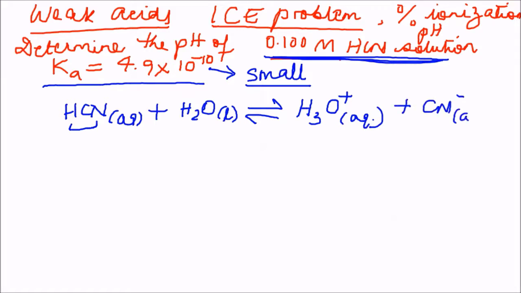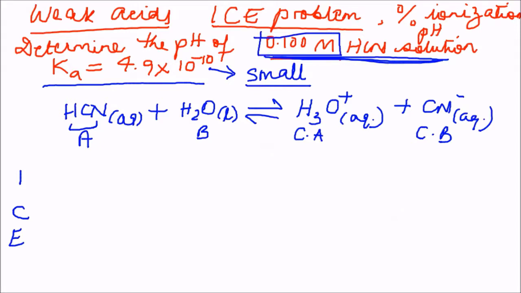Cyanide is the conjugate base. So you can hopefully visualize that this is the acid, this is the base. Conjugate acid is the hydronium ion that gets generated, and cyanide is the leftover of the HCN, so that's my conjugate base. Now, when you're ready to set up the ICE problem, initial, change, and equilibrium, realize you will need the initial concentration, which in this case has been given to be 0.100 molar concentration.